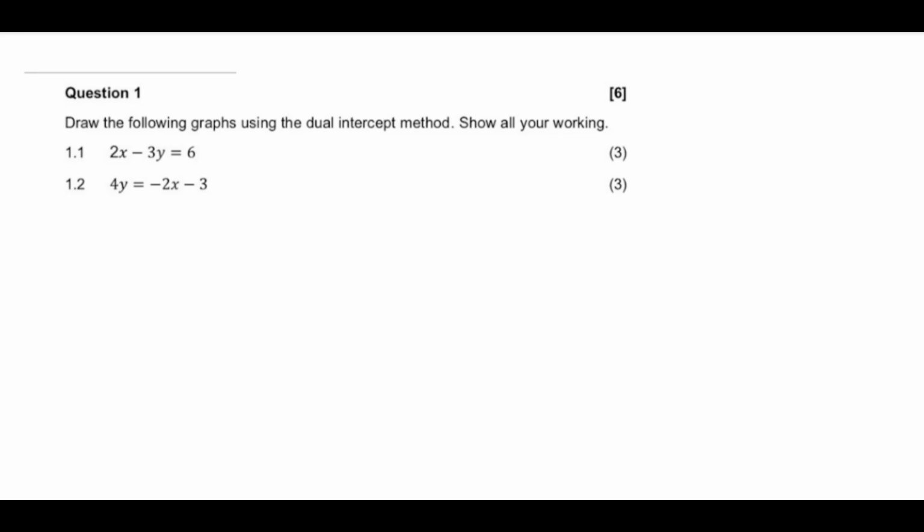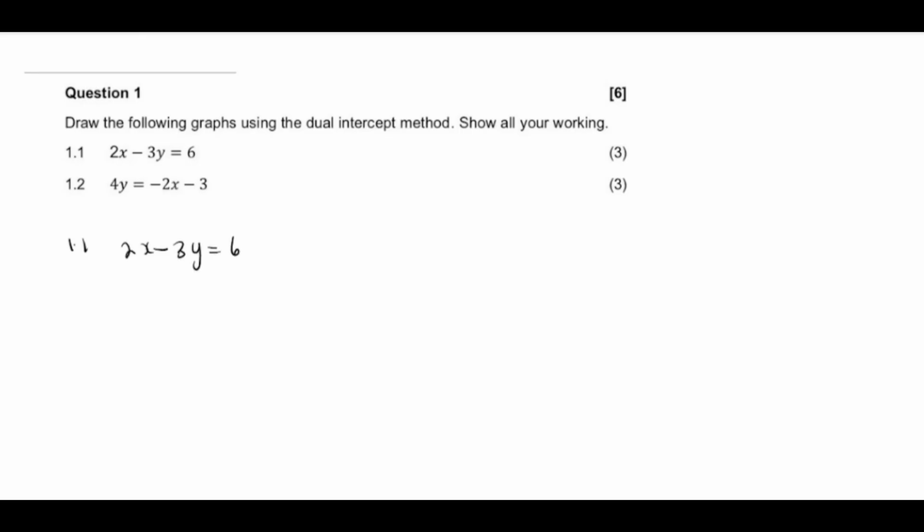Okay, let's look at question 1. The instruction is to draw the following graphs using the dual intercept method. Show all your workings. The dual intercept method is the method where you find the x-intercept and the y-intercept. Let's look at 1.1. For 1.1, we have 2x minus 3y is equal to 6.